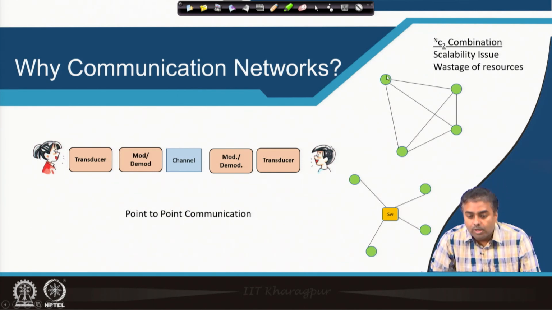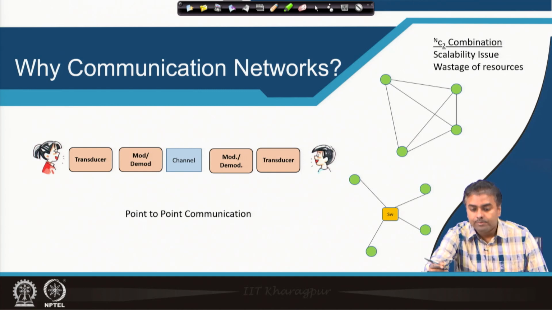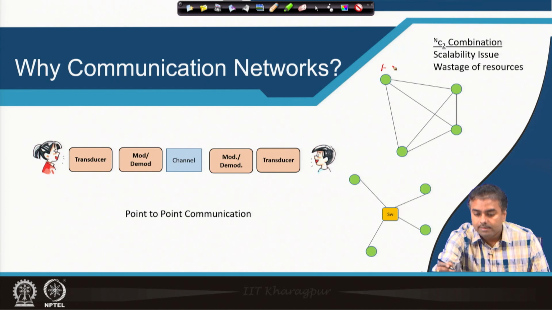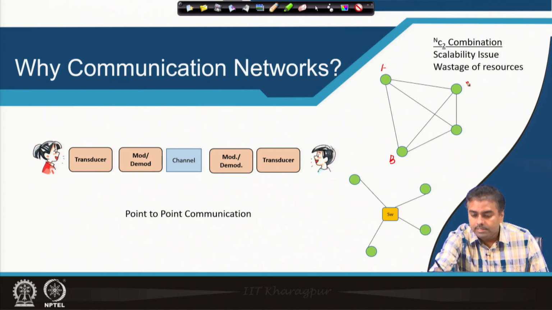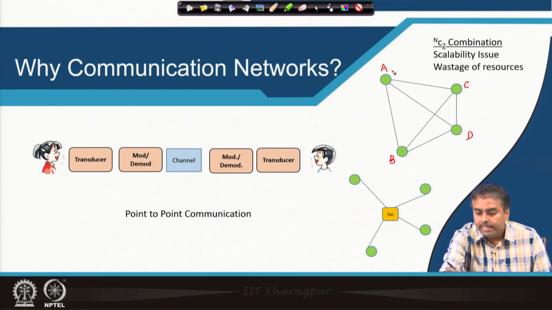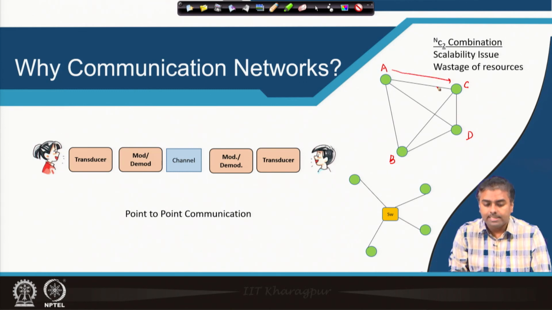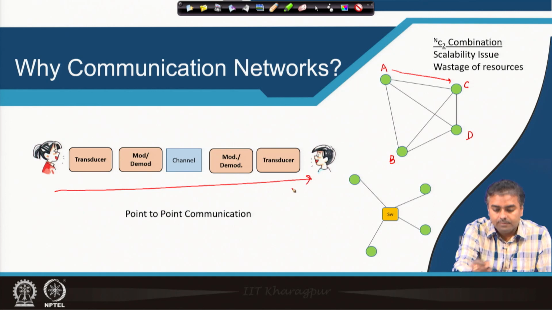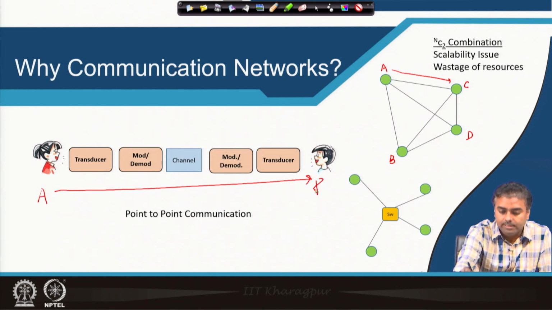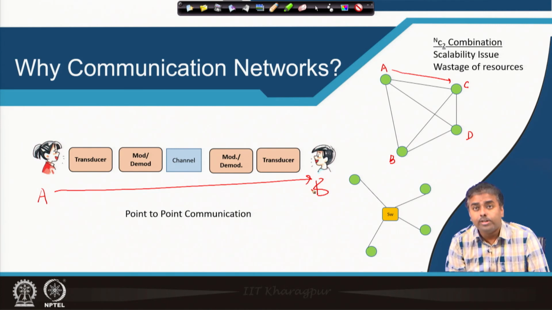Now, let us say this is node A, this is node B, and C and D. At a particular time what might happen, A wishes to communicate to C. So, that is like this link. So, that kind of communication is a point to point link which is required at that particular instance.